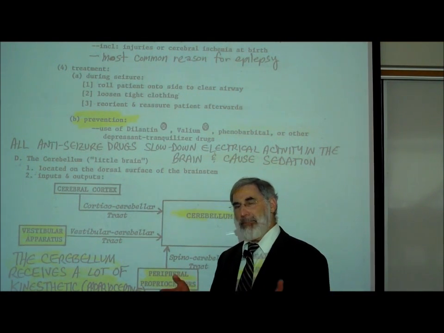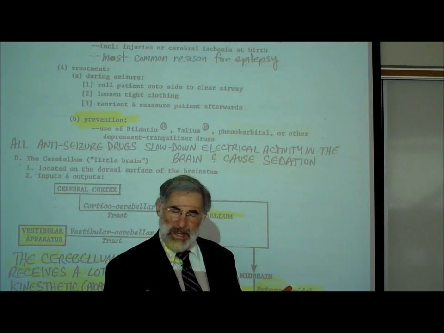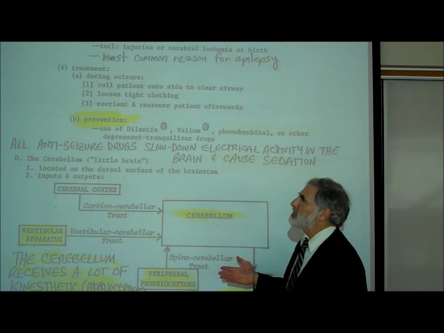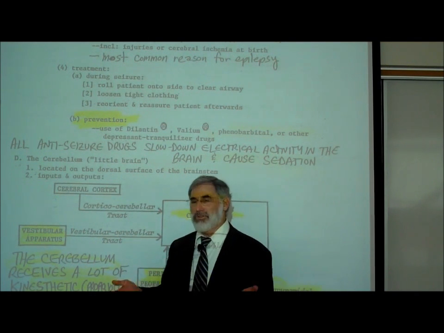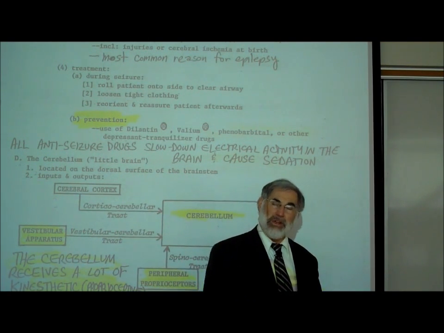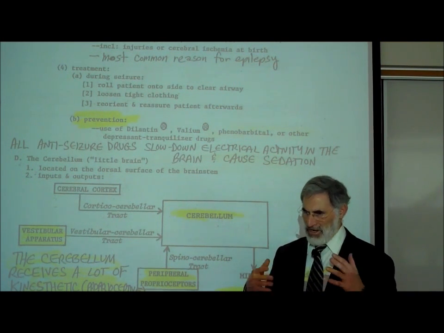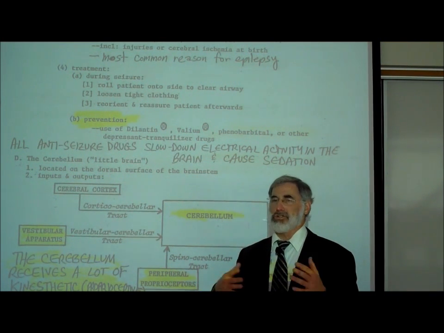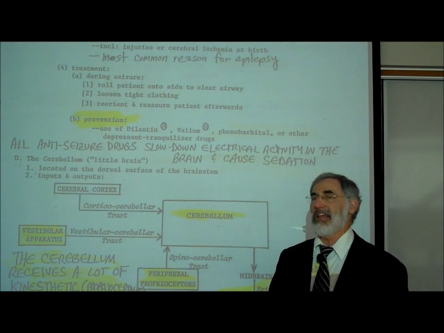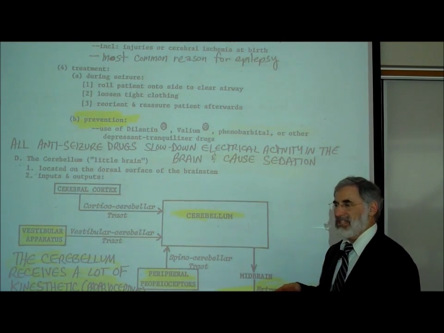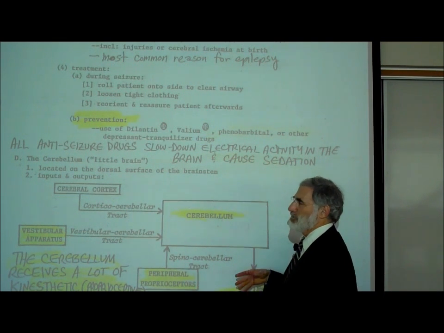Now, since an epileptic seizure is due to abnormal increased electrical activity in the brain, it stands to reason that the primary drugs used to reduce the frequency of epileptic seizures are central nervous system depressants. Depressants slow down. They inhibit electrical activity in the brain and therefore reduce the incidence of these epileptic seizures.